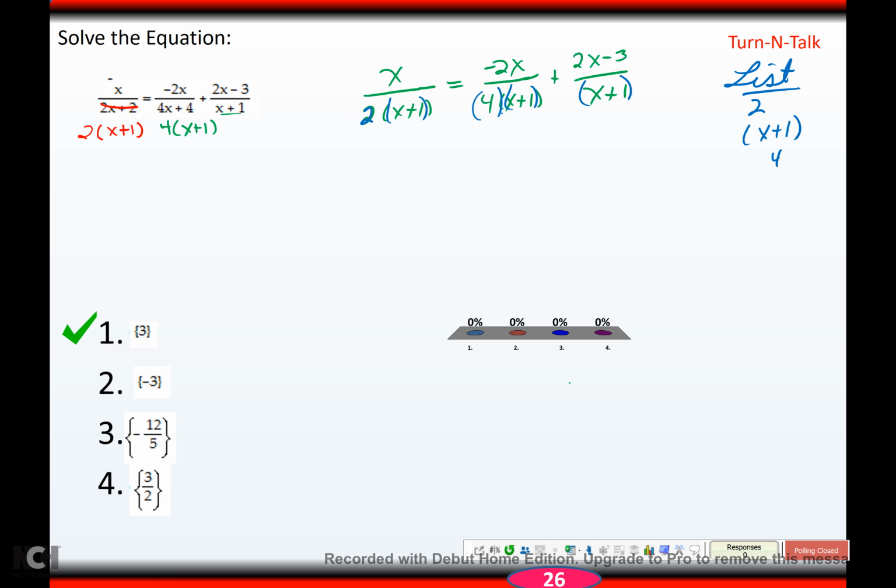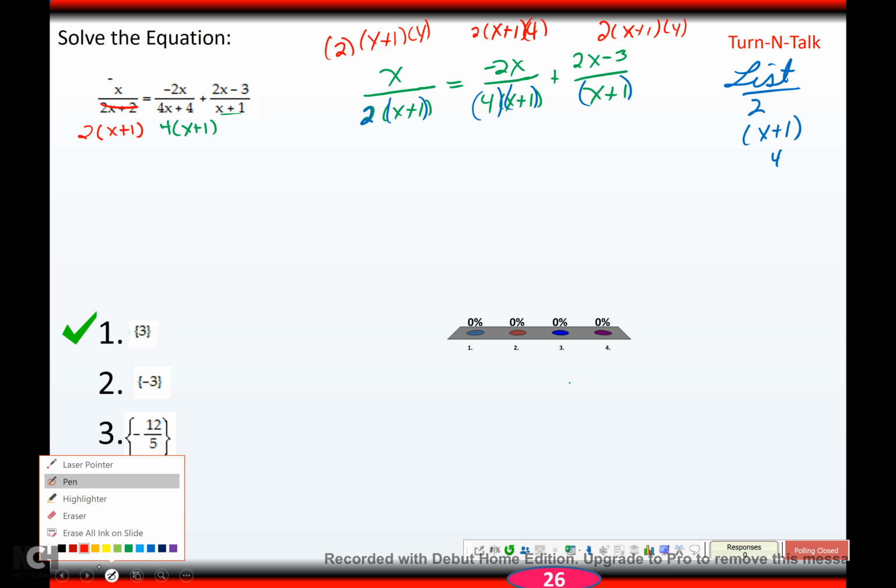And again, just 4 instead of 4 and 2 would work, but if people don't have to worry about the smallest, it doesn't matter. It'll all reduce down anyway in the end. So I've got to multiply everything through by a 2, an x plus 1, and a 4.